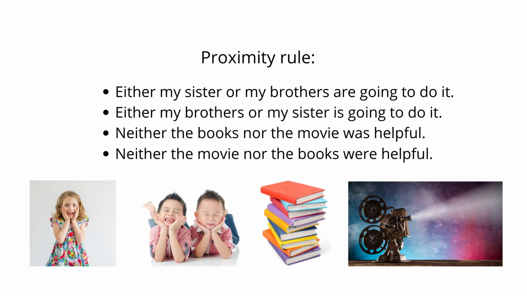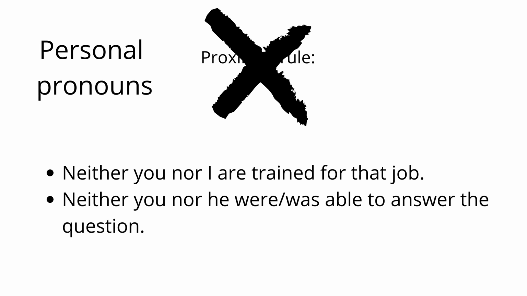Either my sister or my brothers are going to do it. Either my brothers or my sister is going to do it. Neither the books nor the movie was helpful. Neither the movie nor the books were helpful. However, the proximity rule is not as solidly applied in the case of personal pronouns, as shown in the following. Neither you nor I are trained for that job. Neither you nor he were, or was, able to answer the question.